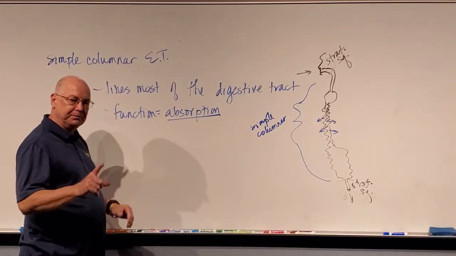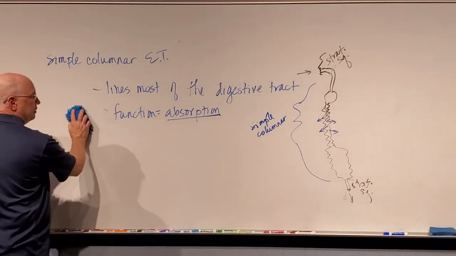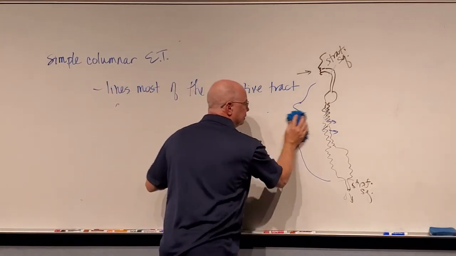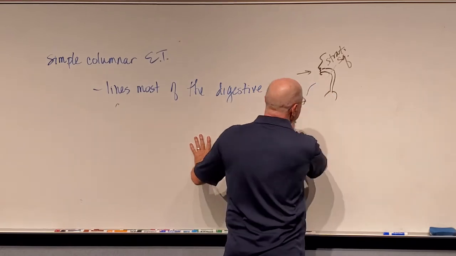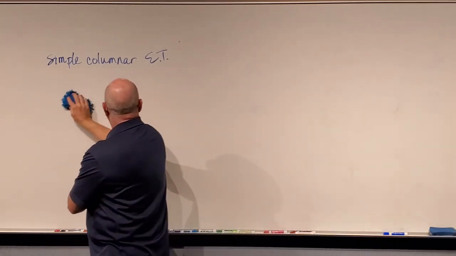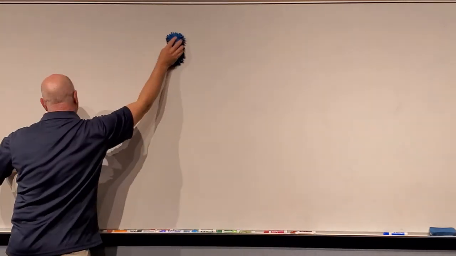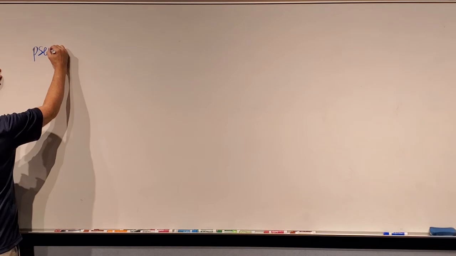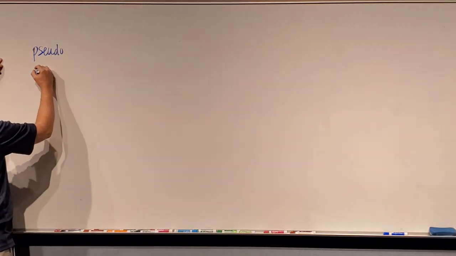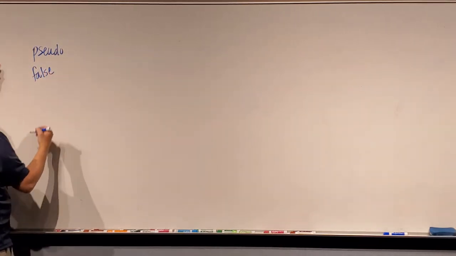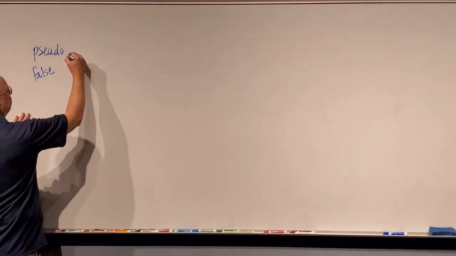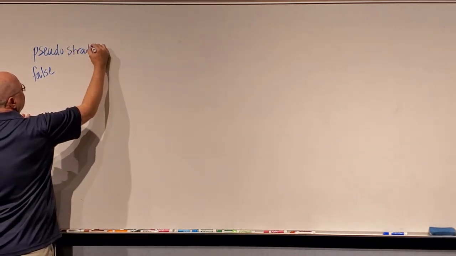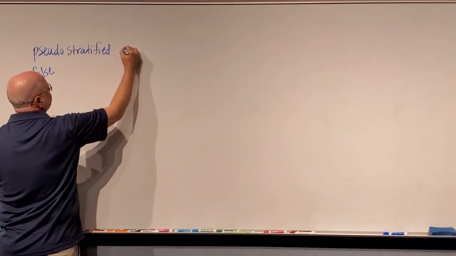And that's about it. There's one more that we did not talk about in lab that I'm going to discuss now. I mentioned it possibly in lab, but I did not go into the details because we didn't look at it on the slide. This one's got a crazy name, so pay attention. This one is called pseudo. The word pseudo, or the root or prefix pseudo, means false or fake. It's called pseudostratified.